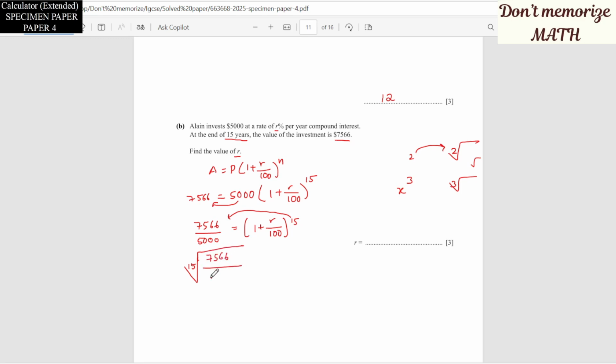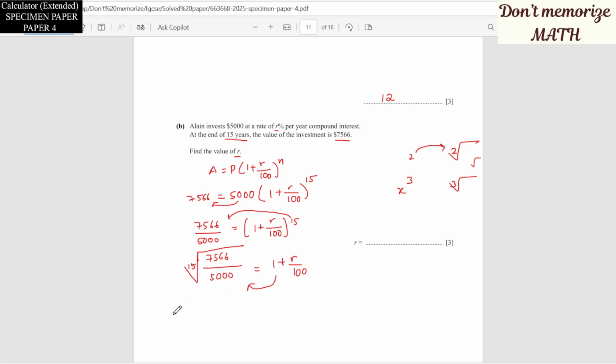7566 over 5000 equal to what we have now. No need of bracket, just write 1 plus R over 100, because there is a power, that's why they put the bracket. Okay, now you can move 1. So 1 will become minus 1 because it is 1 plus. We are adding 1. So an addition number, when you move it, will become subtraction.